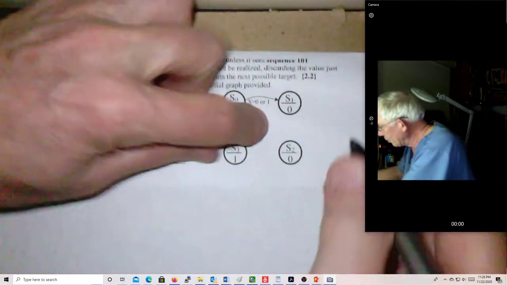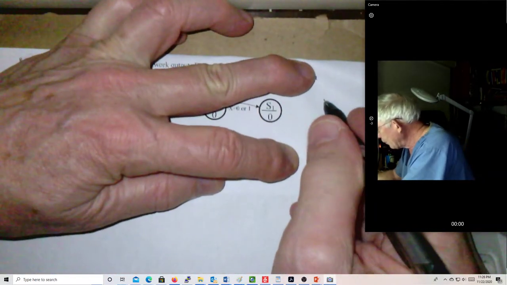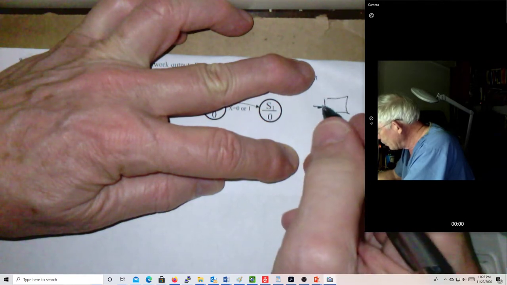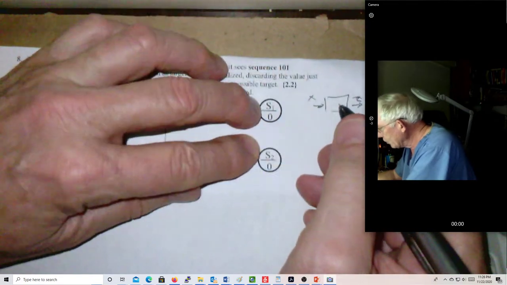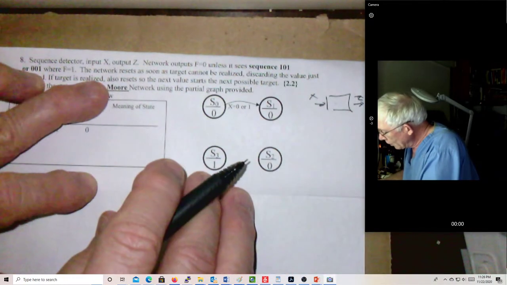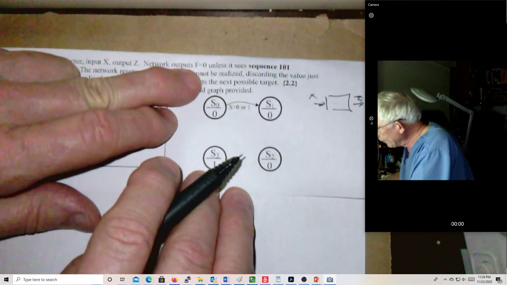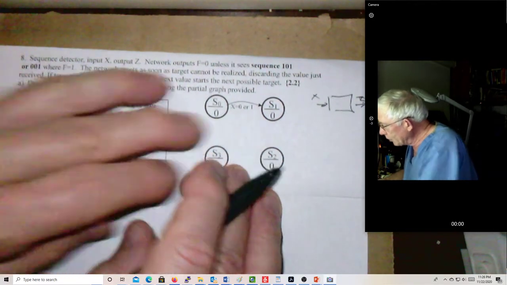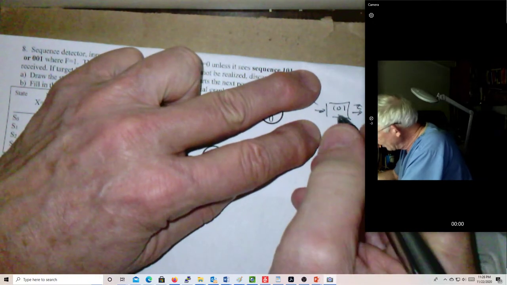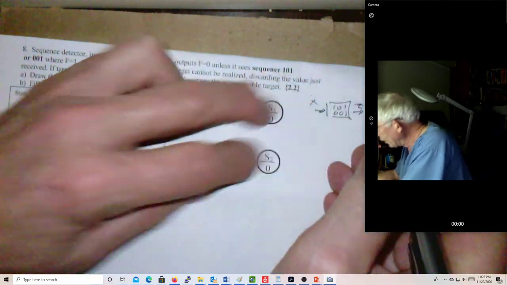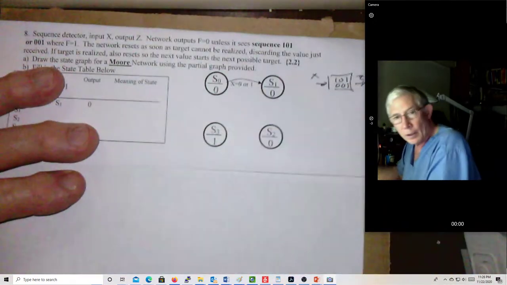So if we draw a little block diagram, we have our circuit, we have an input x, we have an output z. And this is what we're designing. Okay? The network outputs z equals 0 unless it sees the sequence 101. So we're detecting 101 or 001. Now I think I've worked this exact one before.